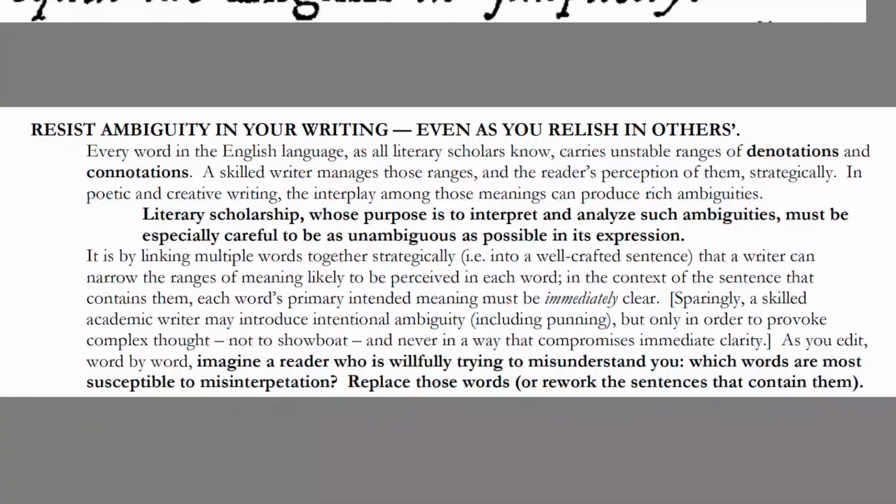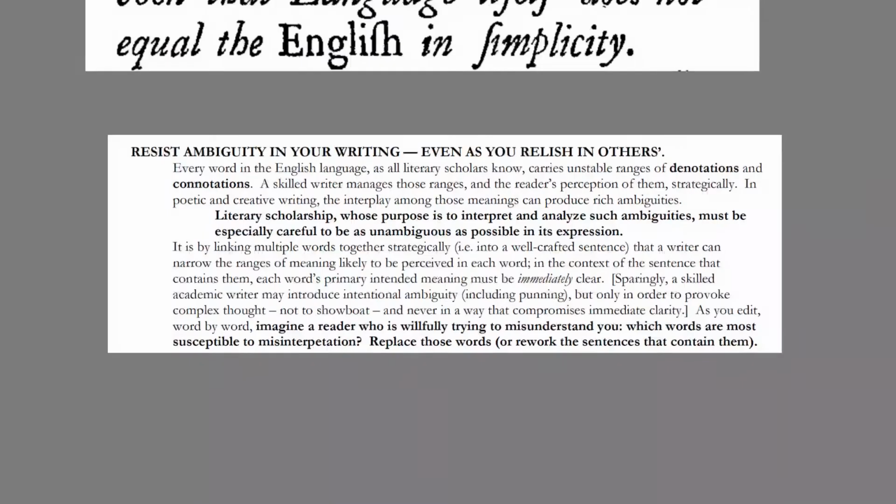Resist ambiguity in your writing, even as you relish in others. Every word in the English language, as all literary scholars know, carries unstable ranges of denotations and connotations. A skilled writer manages those ranges and the reader's perception of them strategically. In poetic and creative writing, the interplay among those meanings can produce rich ambiguities. Literary scholarship, whose purpose is to interpret and analyze such ambiguities, must be especially careful to be as unambiguous as possible in its expression. And the handout will go on further from there when we get there.